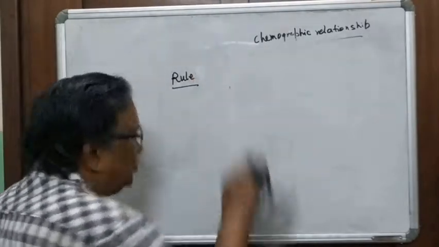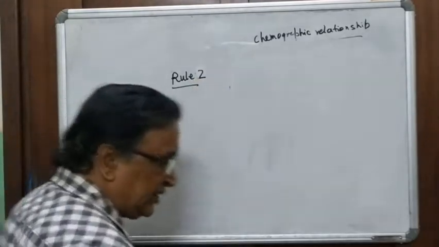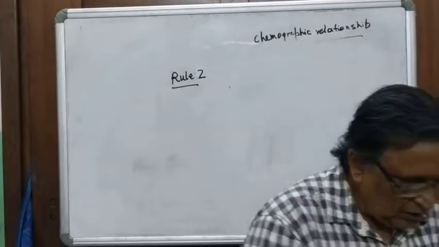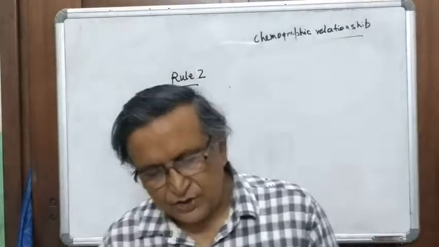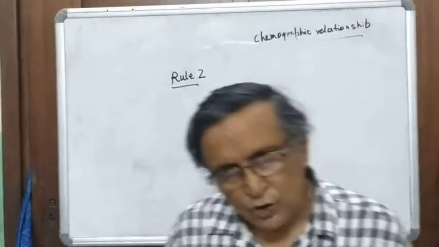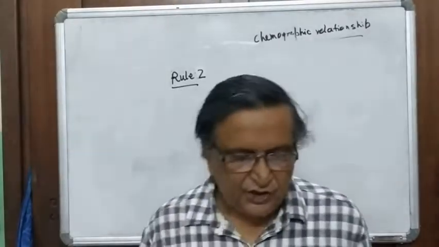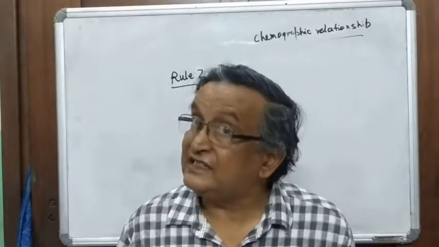Now let's do rule 2. This is a very interesting rule. Components, remember the words, write down: components whose chemical potentials are controlled external to the system.